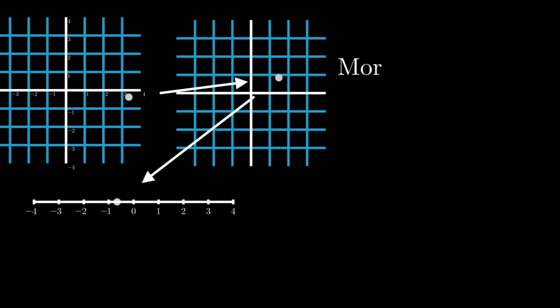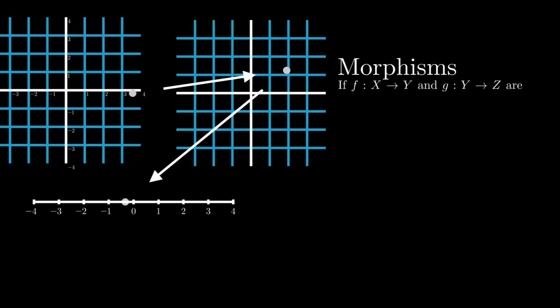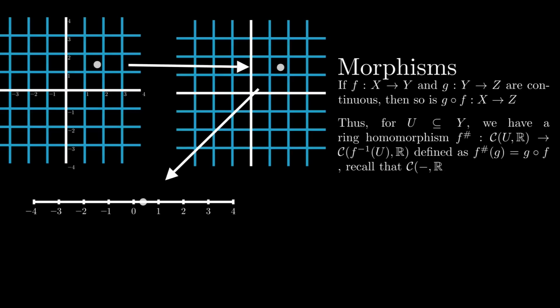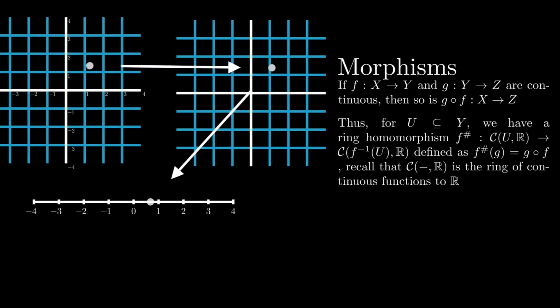The next topic is morphisms of locally ringed spaces. Think back to the example with continuous functions. Given continuous functions f from X to Y and g from Y to Z, we can compose them to get a continuous function X to Z. If the third topological space is the real numbers, then for every open set U, we get a ring homomorphism from the continuous functions U to R to the continuous functions f inverse of U to R.